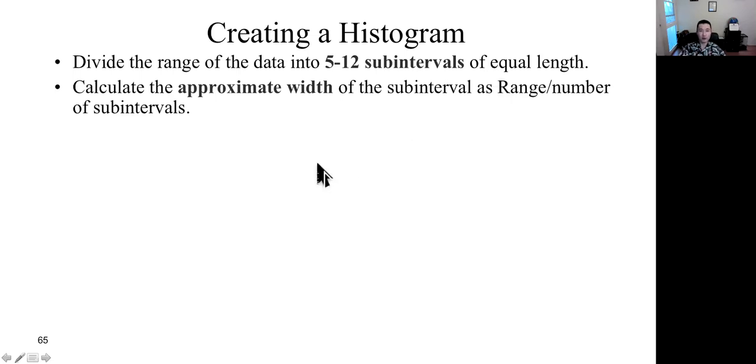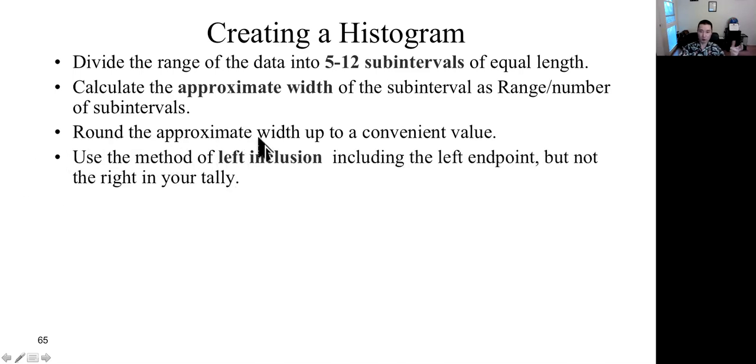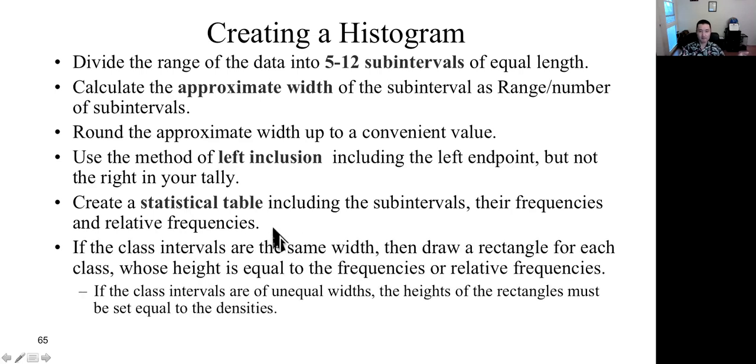And then we should calculate the width, which is the range divided by number of intervals. And then we should round up the width to a simpler value. And we should use a so-called left inclusion. I'm gonna show that in a moment. And then create a statistical table including the subintervals and frequency, and then relative frequencies. And then we should draw a rectangle based on the frequency or relative frequency.